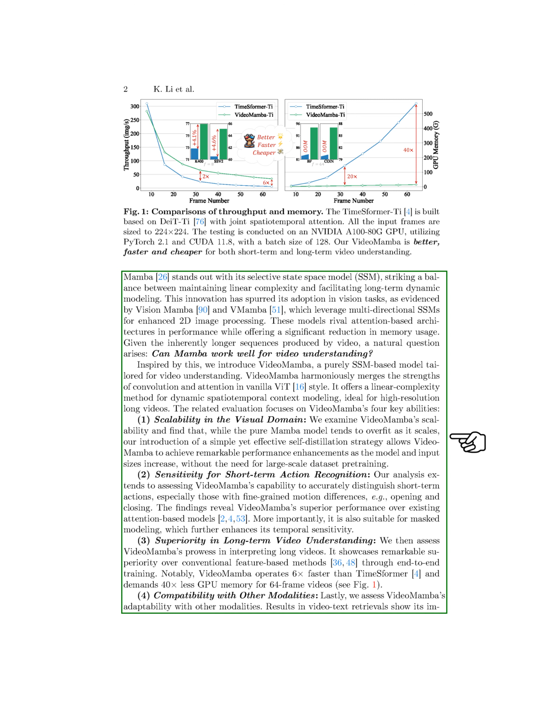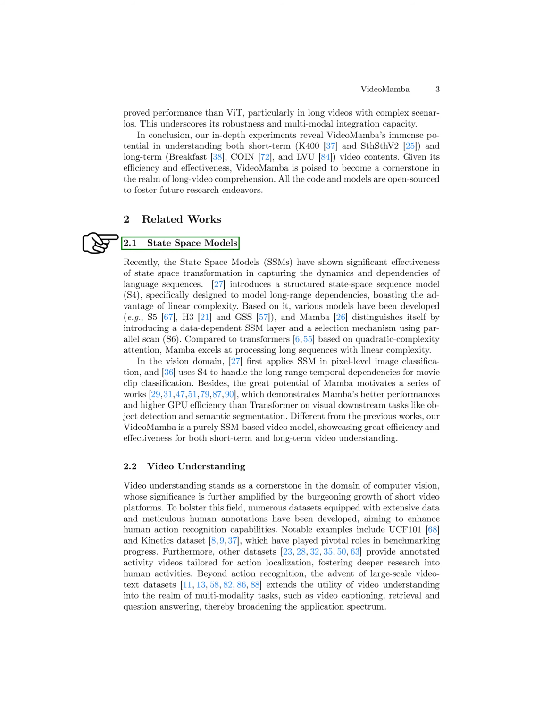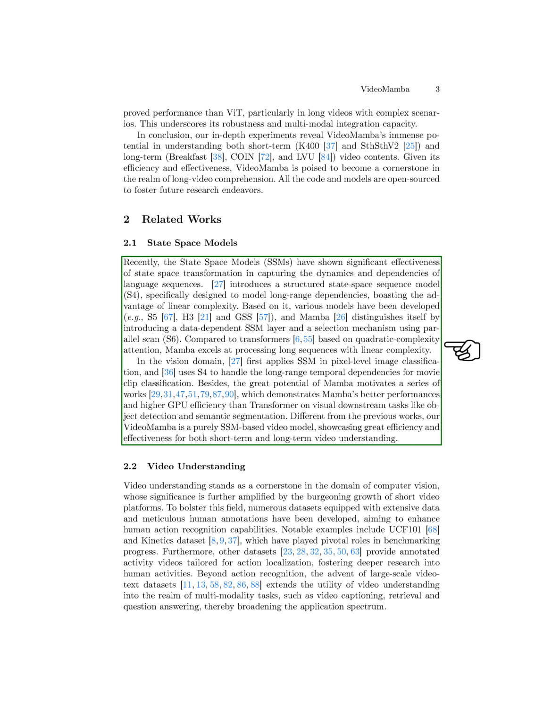We find that VideoMamba excels in scalability, short-term action recognition, interpreting long videos, and integrating with other modalities, showcasing its potential in both short-term and long-term video comprehension tasks. Furthermore, we discuss the effectiveness of state-space models, SSMs, in capturing dynamics and dependencies in language sequences. Mamba, with its data-dependent SSM layer and selection mechanism, outperforms transformers in processing long sequences with linear complexity. In the vision domain, SSM has shown promise in tasks like image classification and movie classification, demonstrating better performance and higher GPU efficiency compared to transformers.